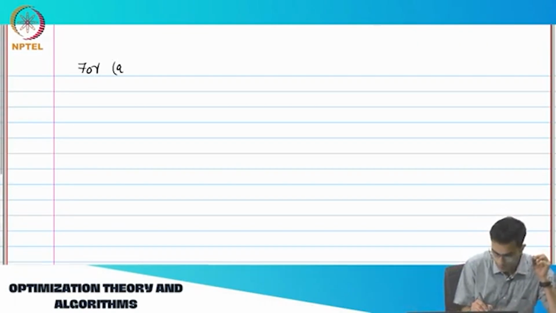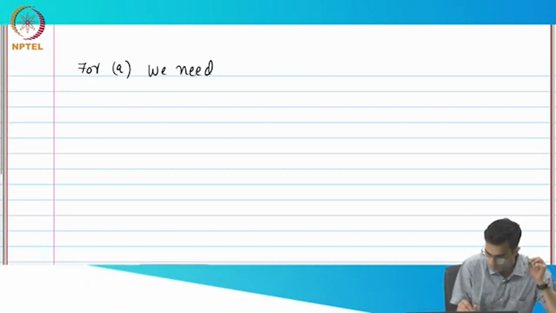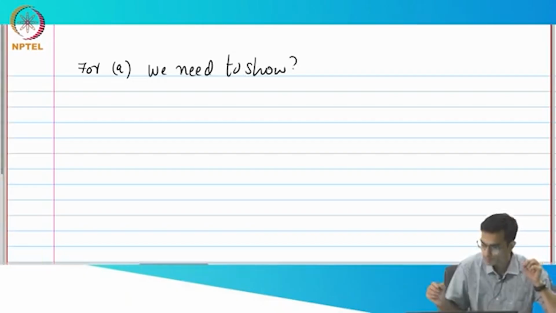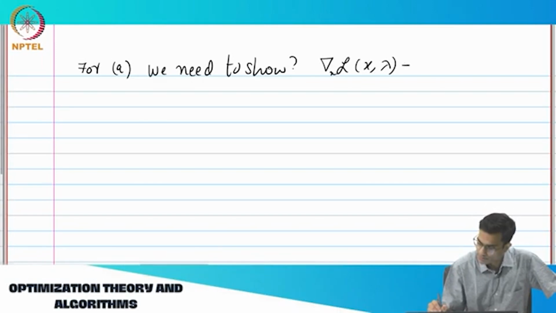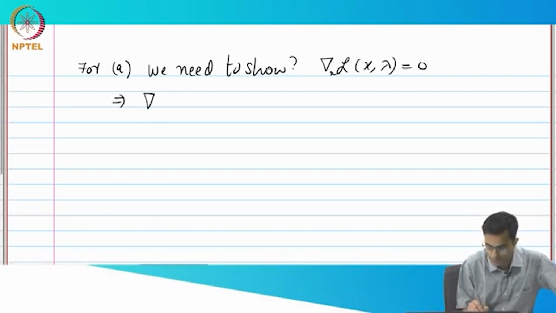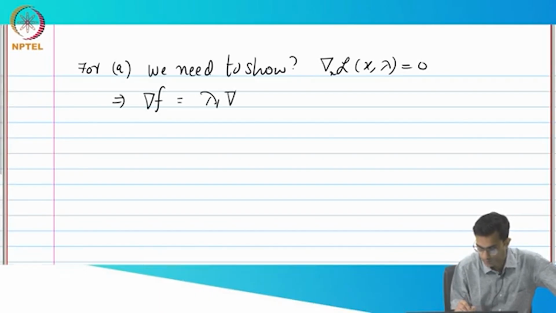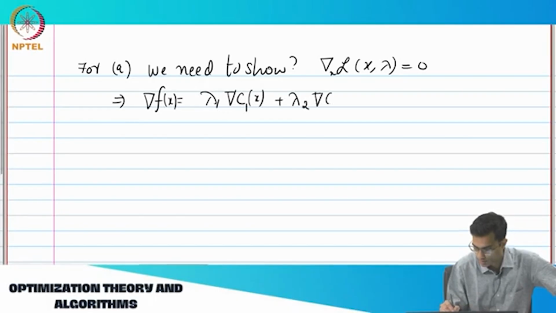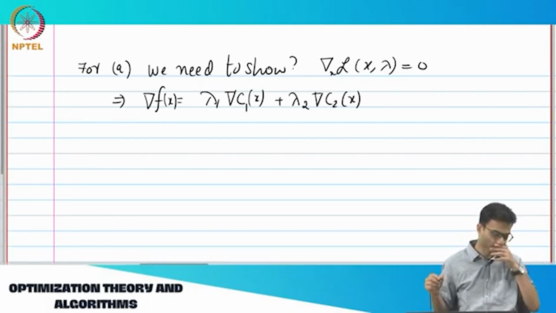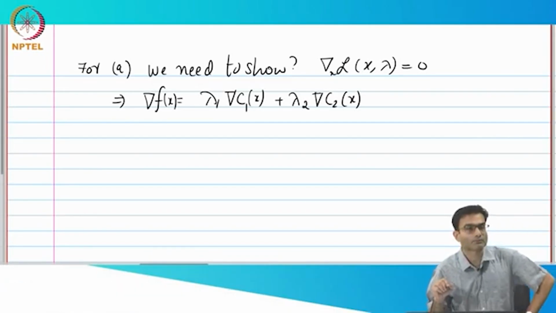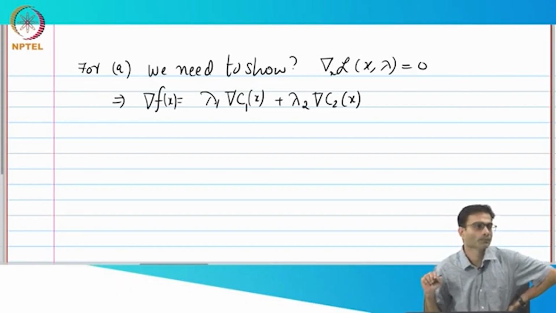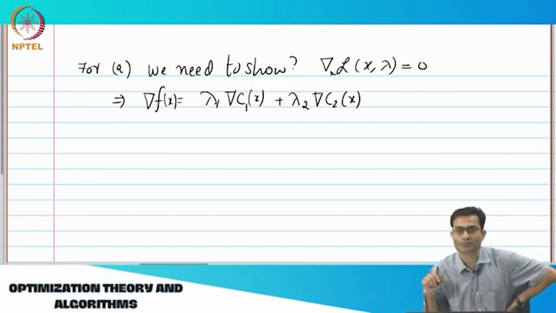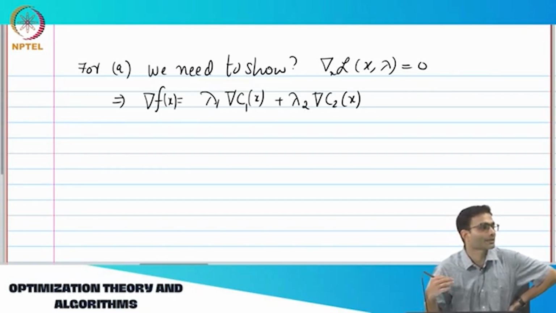So for A, what do we need to show? We need to show that grad x of the Lagrangian of x, lambda is equal to 0, which in turn implies that grad f is equal to lambda 1 grad, let's put x over here, right. Any other conditions that the KKT conditions tell us must hold true? Look at your A, B, C, D, E. Is there anything else I have to tell you? Or rather, is there anything else that the KKT theorem tells us?